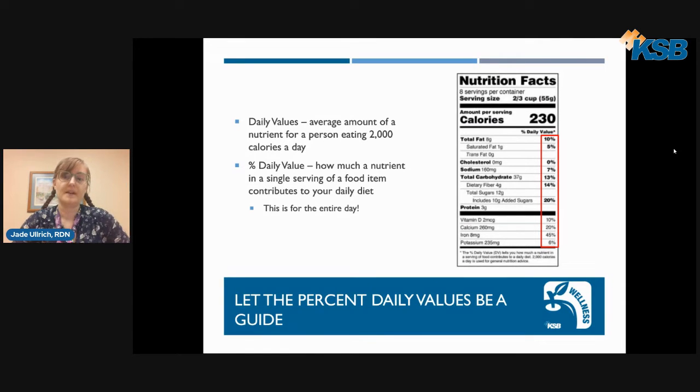For example, this food here contains 10% daily value of total fat for a 2,000 calorie diet, meaning that if you eat 1 serving or 2/3 cup of this food today, you still have 90% daily value of total fat left to consume from other foods today to meet 100% of the recommended or average amount of fat per day.